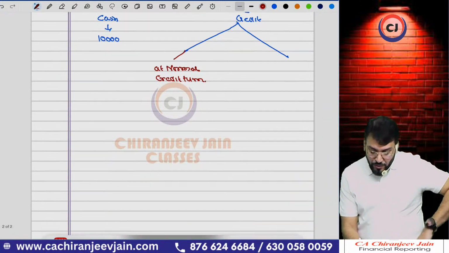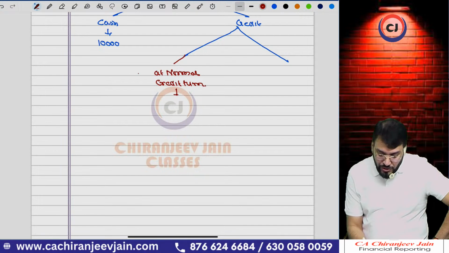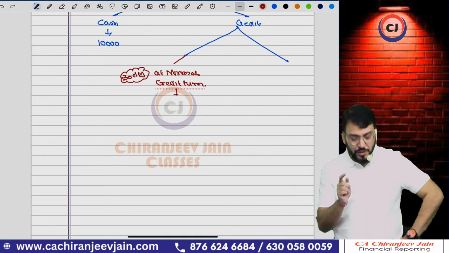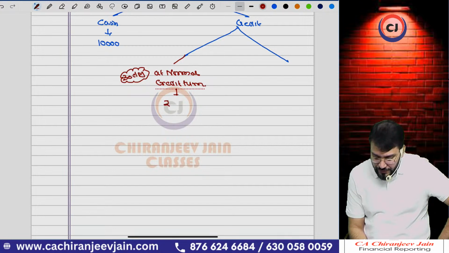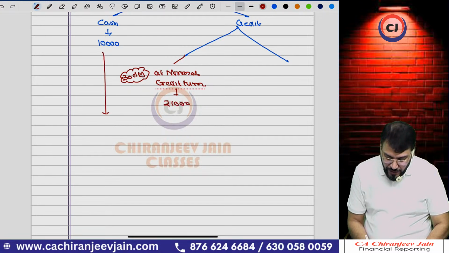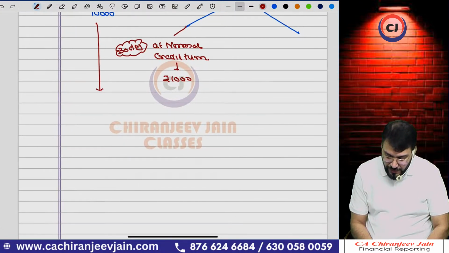Now my question to you all: suppose 30 days is the normal credit terms, so whether the seller will charge some interest for that? No. It means in this case also it will be rupees 10,000. Means in this, what journal entry are we doing? What is the journal entry?